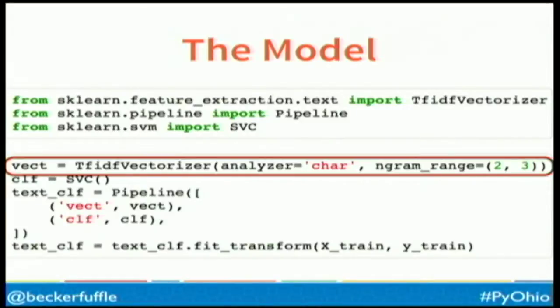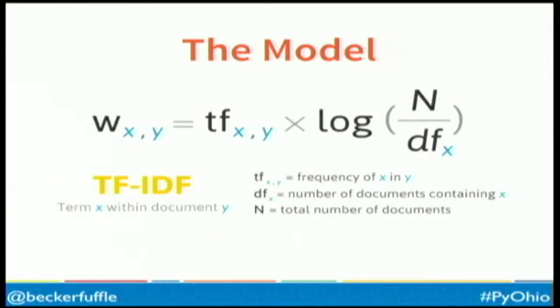Well, that sounds fancy, but what does that actually mean? So what's this TF-IDF thing? Well, it's pretty simple. It's just the frequency of x in y times the natural log of the total number of documents divided by the number of documents containing x. You get all that? I don't know about you, but personally I need an example to figure out what that means. So let's walk through a basic example and show exactly what the TF-IDF vectorizer is doing.